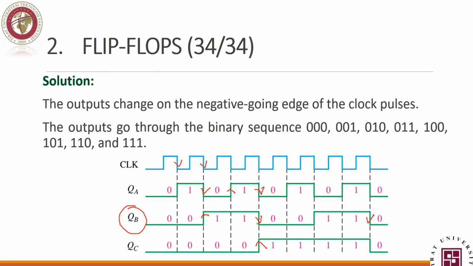The next falling edge is exactly the repetition of this. 0, 0, 1, 1 is doubling this. Okay? And that is how the count happens: 0, 0, 0, 0, 0, 0, 0, 1, until 1, 1, 1, 1. Then it will repeat the same process.